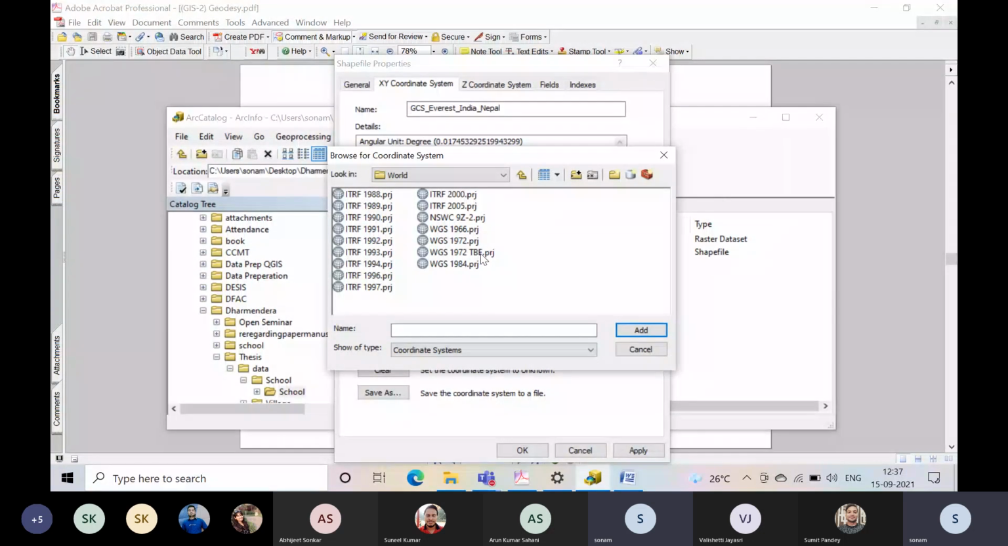There is one more name over here. Apart from the WGS series, there is another name, ITRF. Isn't it? ITRF. Now, another major global reference is named ITRF, and the full form of ITRF is, write down in your copy, International Terrestrial Reference Frame, ITRF.